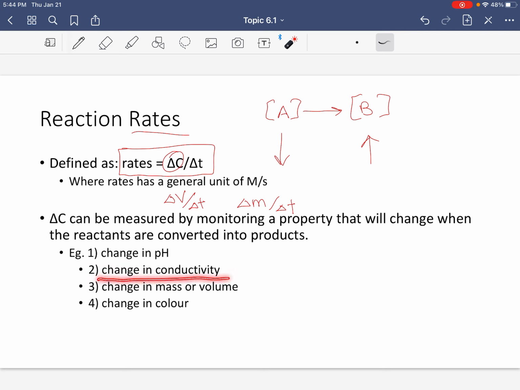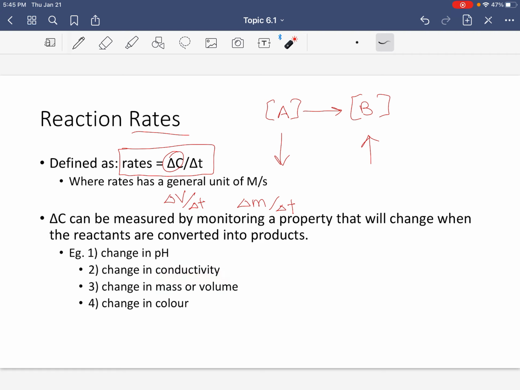Change in conductivity. Okay, ions create a current. We all know that. They're electrolytes. When you have lots of ions in solution, it is a very good electrolyte, and therefore it will conduct electricity very well. As you make more and more ions, obviously the conductivity will rise.